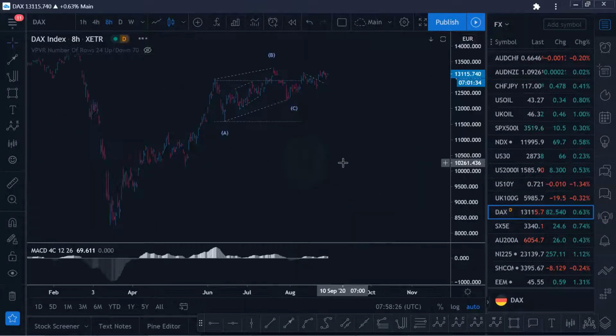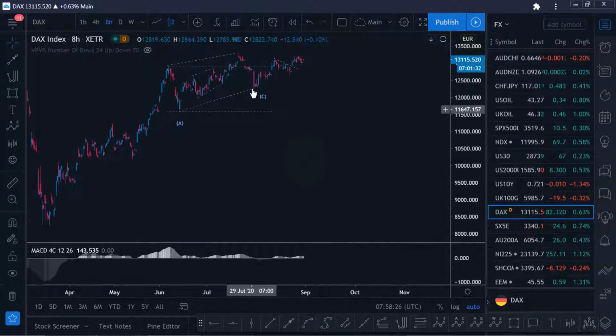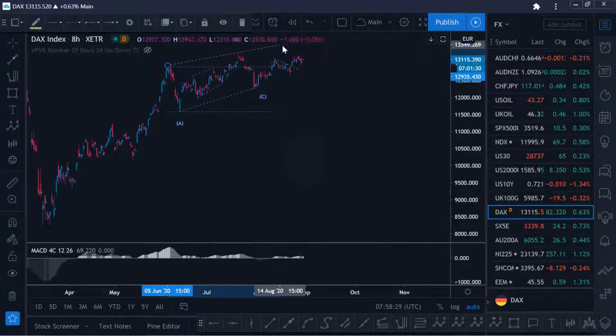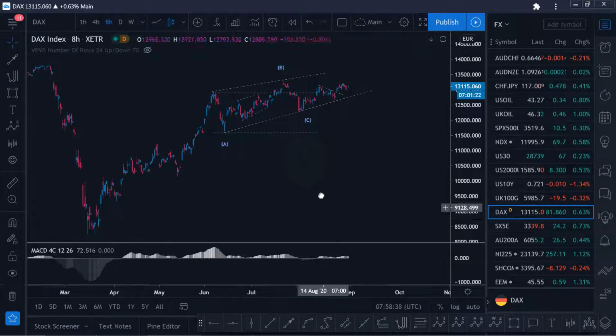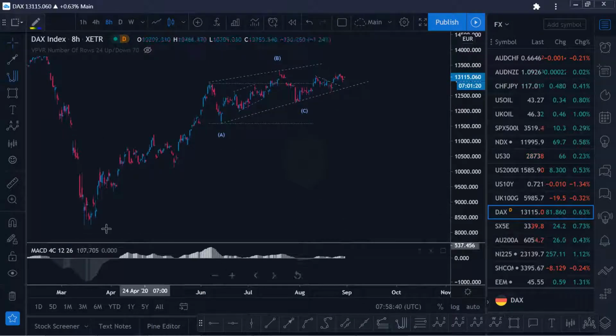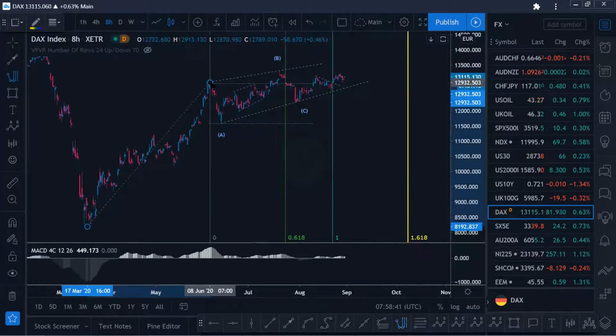DAX, similar situation. Potentially all of this is turning into a running triangle for continuation to the upside. We just haven't had the follow through. And as you can see, if we want to trade this as a long, you want to trade this as one long drawn out correction.